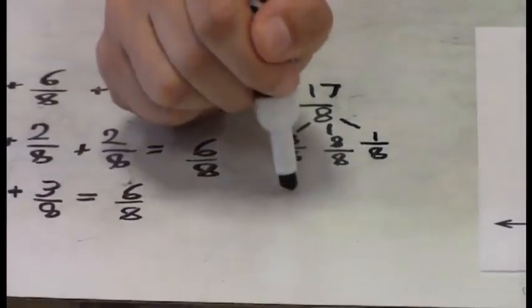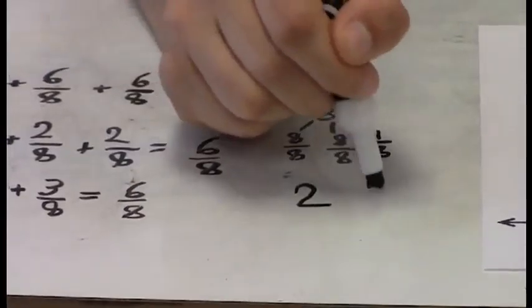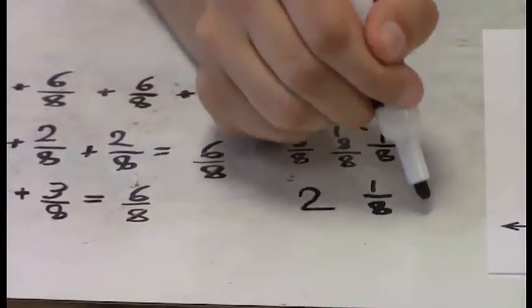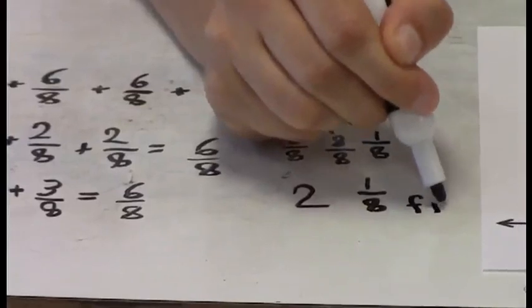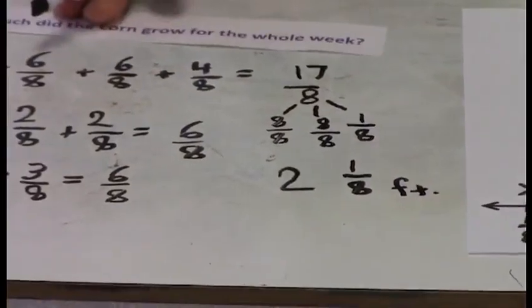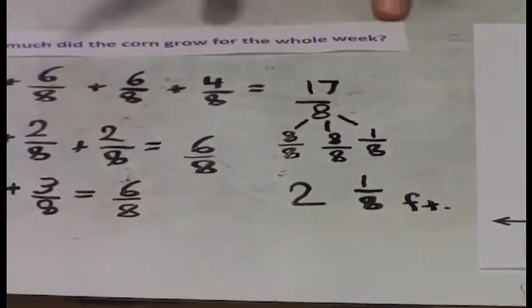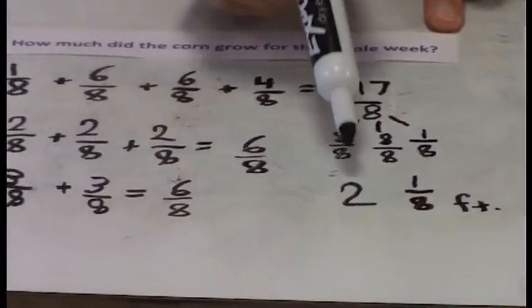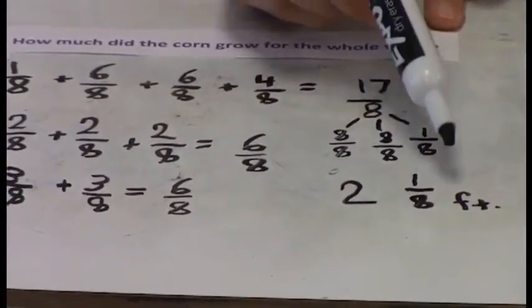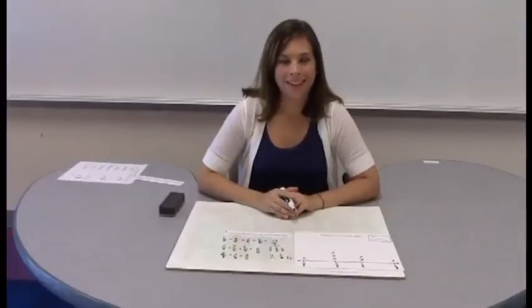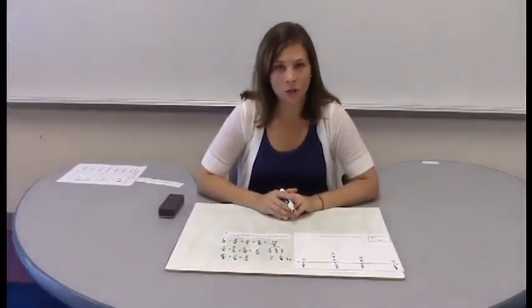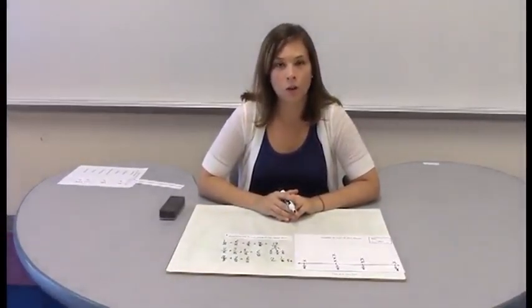So the answer to this question, how much did the corn grow for the whole week, would be 2 1/8 feet. Today, you have learned how to use data from a line plot to solve problems.